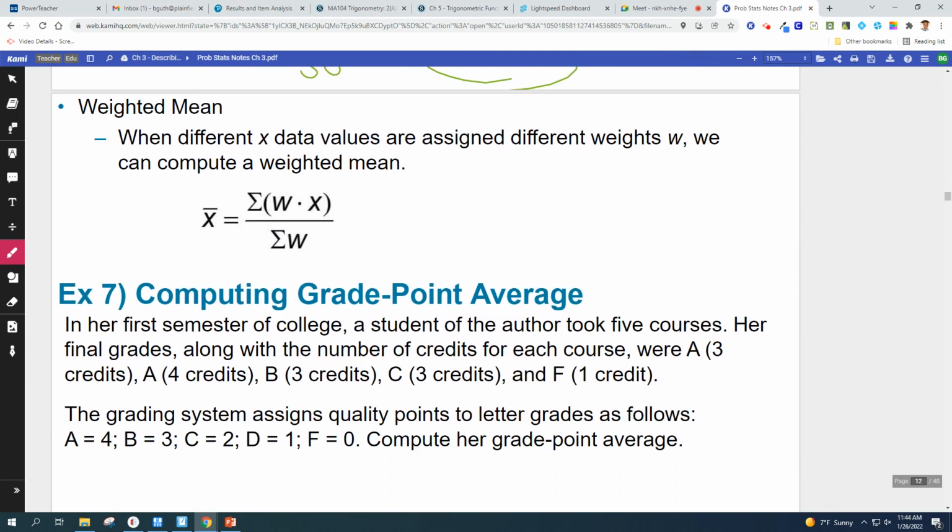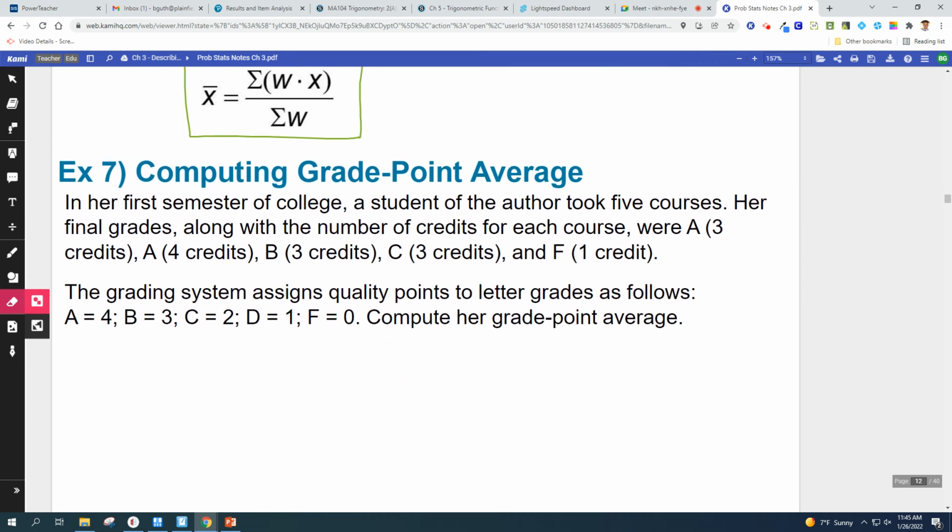Weighted mean. When different x data values are assigned to different weights, we can compute a weighted mean. Something similar is how your GPA is calculated. You've got different grade weights, different classes, different grades. And so this is the sum of the weights times each x number, divided by the sum of the weights. I think it's probably easier just to get in and do an example.